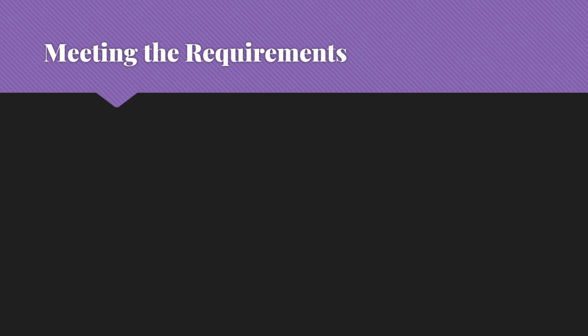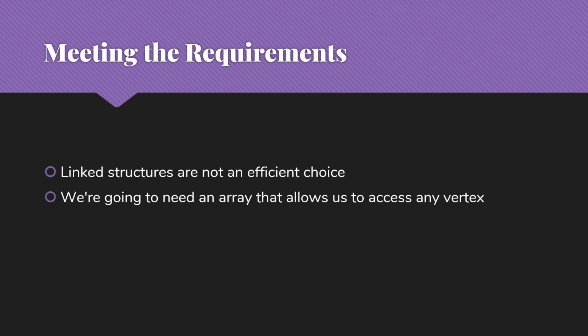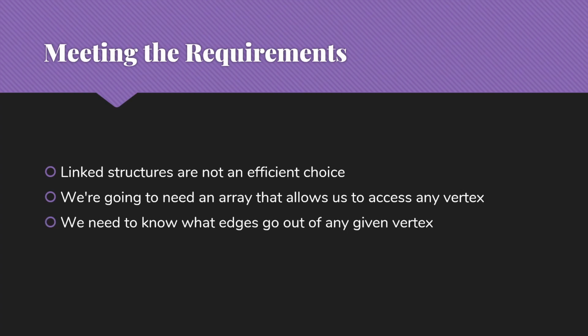We think about how to meet those requirements. We will quickly recognize that linked structures, like we use in many cases for trees, are not really efficient choices. We're going to need an array that allows us to access any vertex, whichever one we want to get to right now. And then, of course, we need to know what edges go out of any given vertex. So there are two main options for doing this.